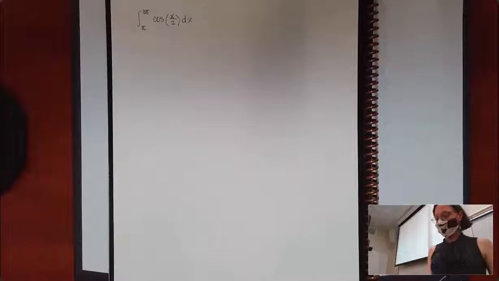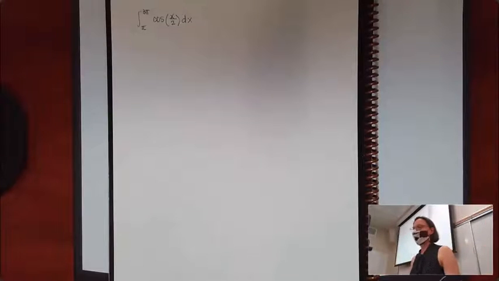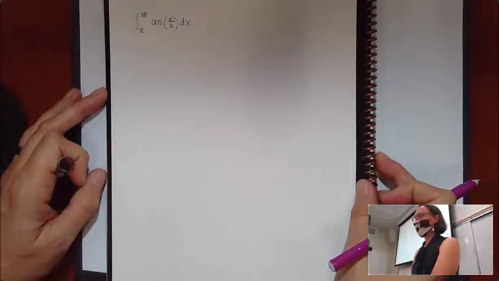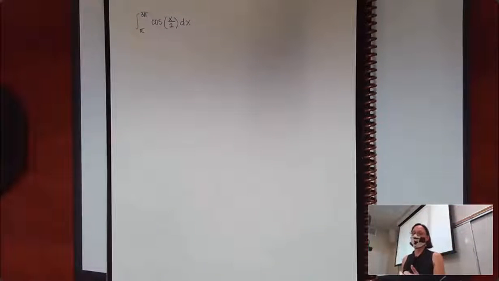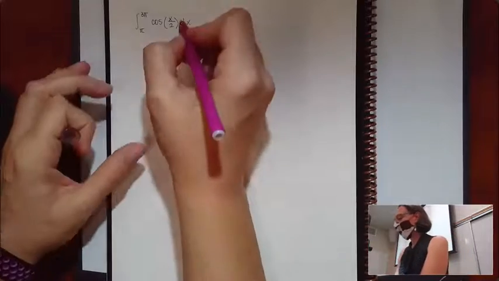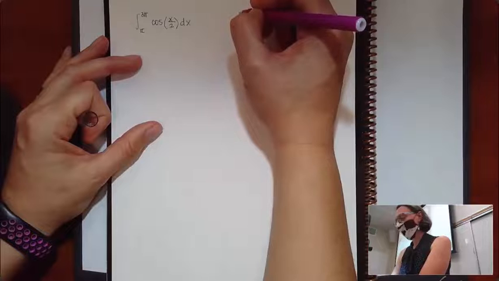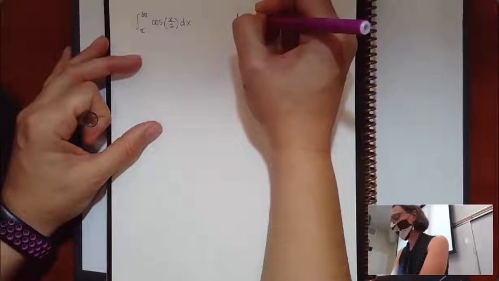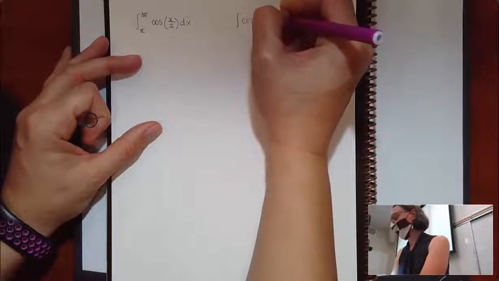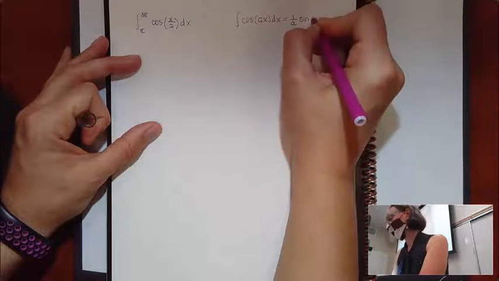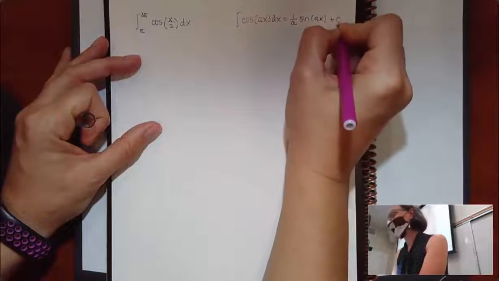With a U substitution or from memorizing formula stuff? Memorizing? Okay. Totally. We're going to have to do both, but I don't actually need a U substitution on this if the integral that we memorize is that the integral of cosine of a number times x dx is equal to 1 over that number times sine of the number times x plus a constant.